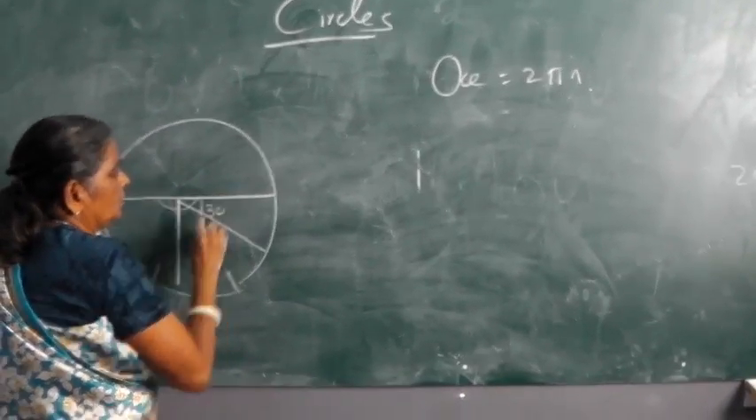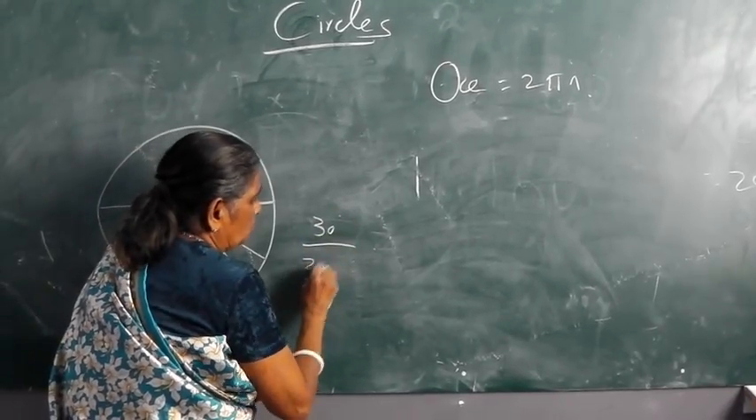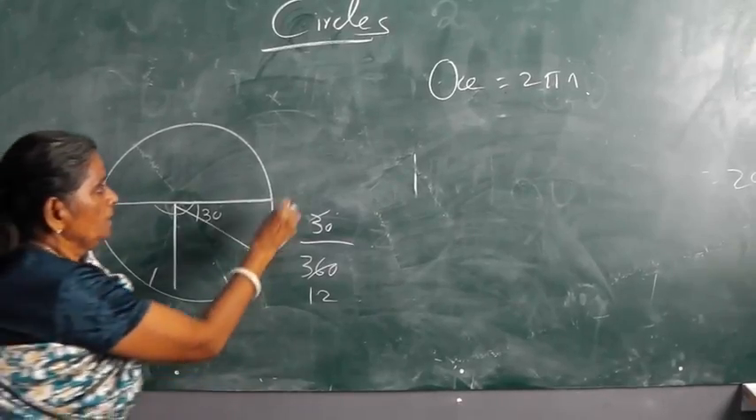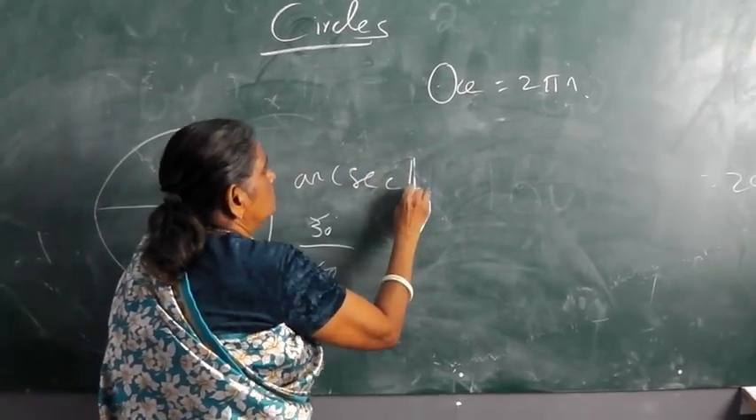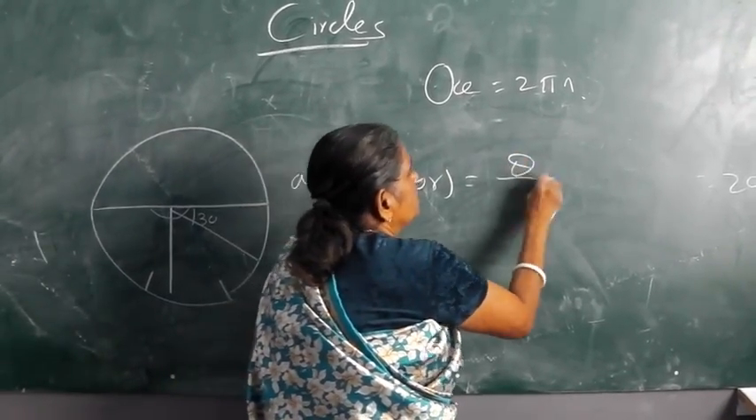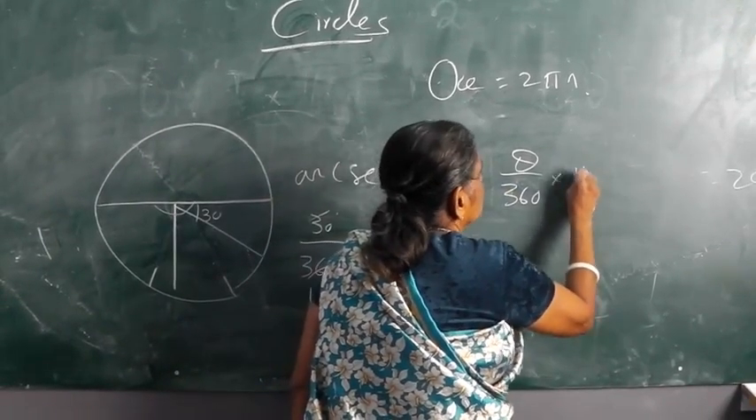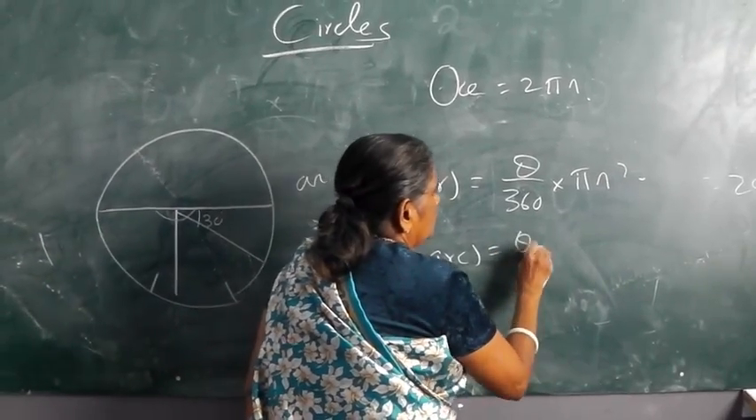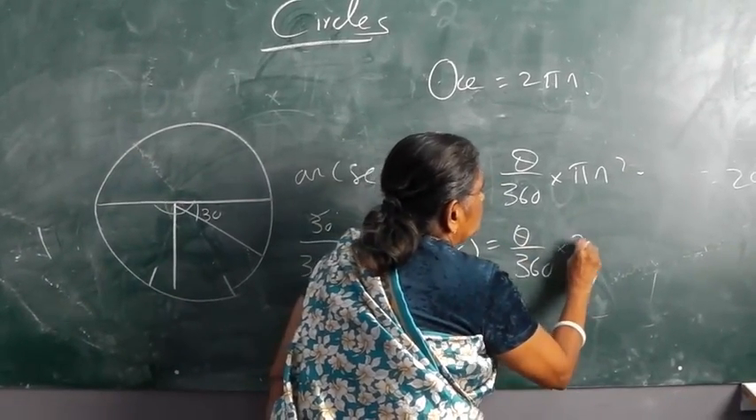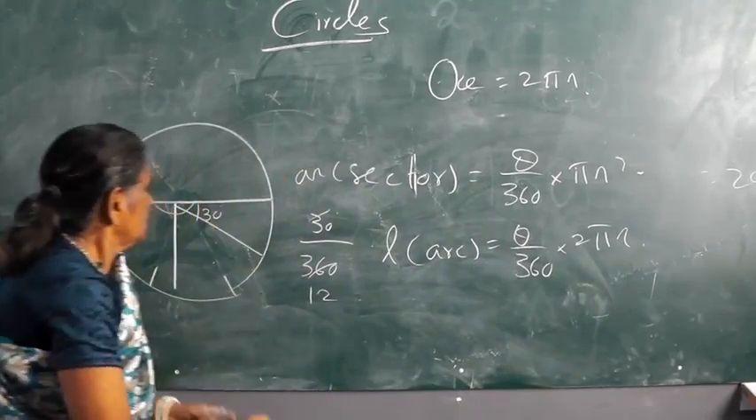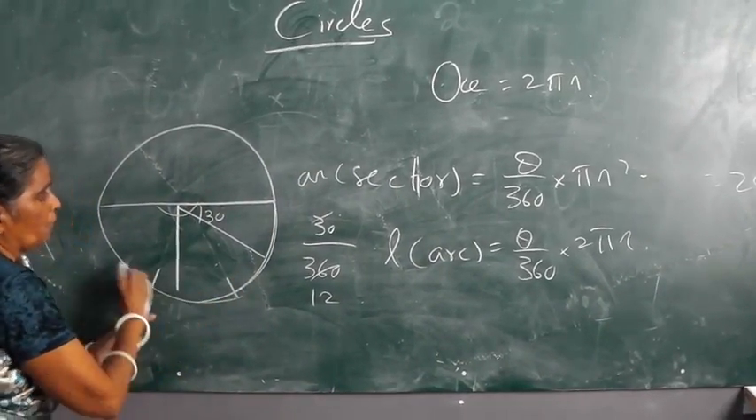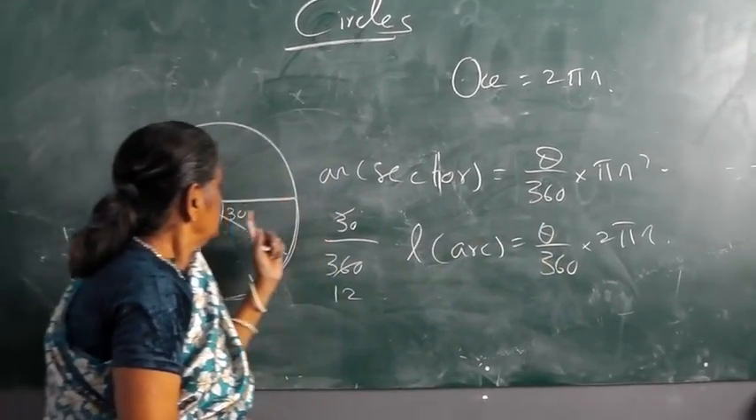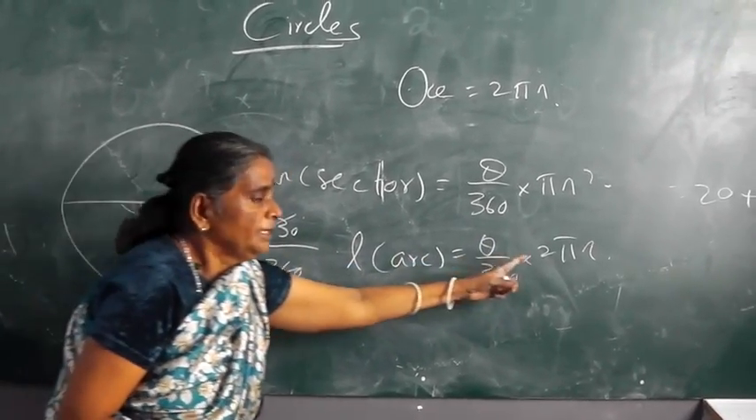Suppose it is 30 degrees. 30 degrees out of 360 will be in proportion to this, that is 1/12 of the area. So, the area of the sector will be theta by 360 into pi r square. The length of the arc will be equal to theta by 360 into 2 pi r, because this length will be a fraction of the circumference. So it will be in proportion to the angle, theta by 360 into circumference.